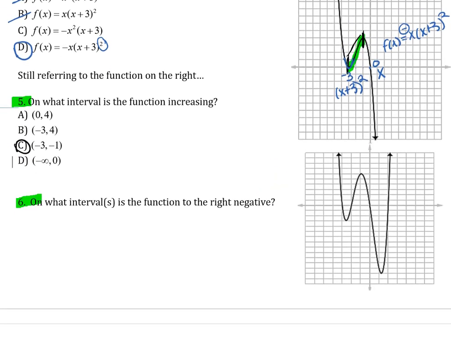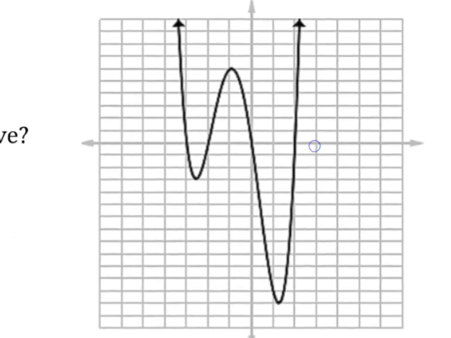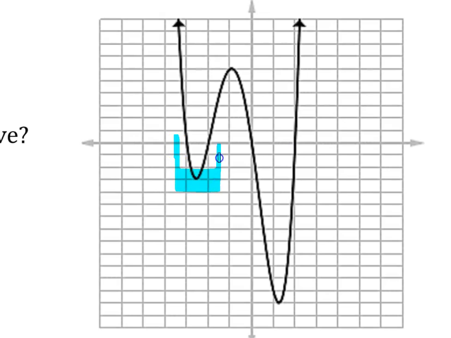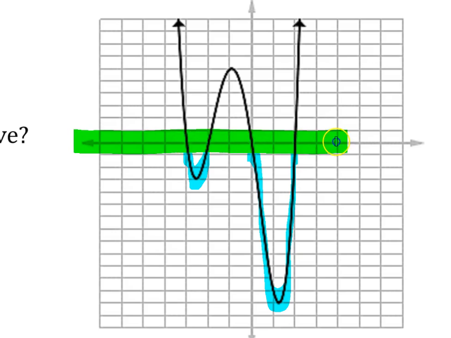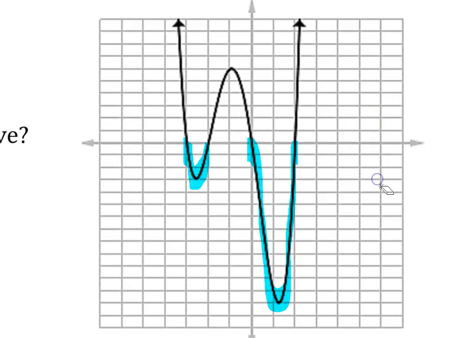Now referring to the function on the right, I want to know on what intervals it is negative. So that means below the x-axis. So I'm seeing, I'll zoom in here, a couple intervals. Here, maybe I'll just highlight. Here, and here. That's where the function's negative, because it's below the x-axis.